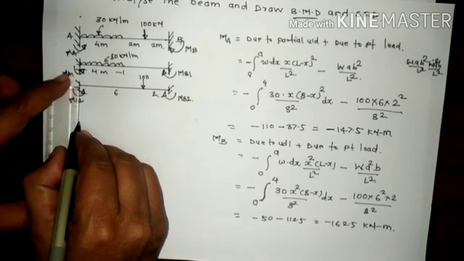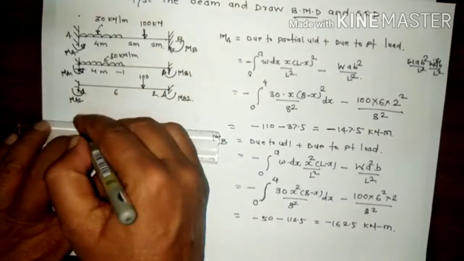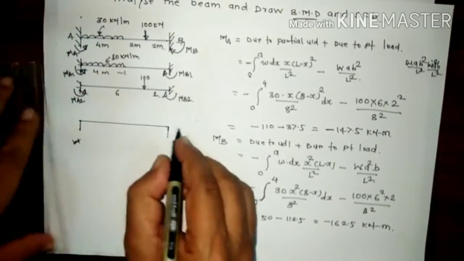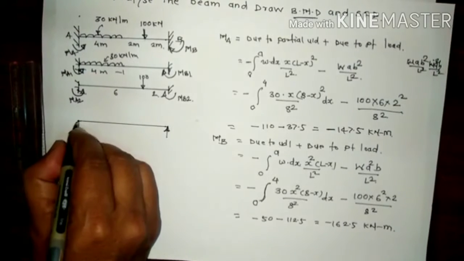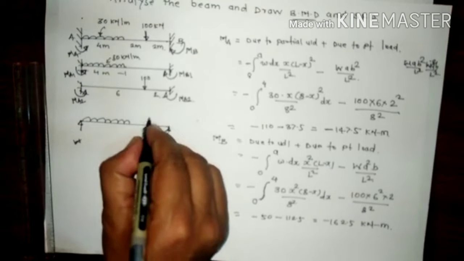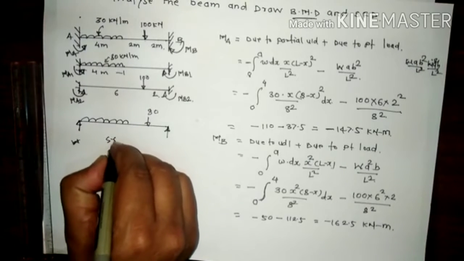So consider this beam is like this, simply supported. Free BMD means consider the beam is simply supported like this. These are the only loads on the beam. This is called a simply supported beam.